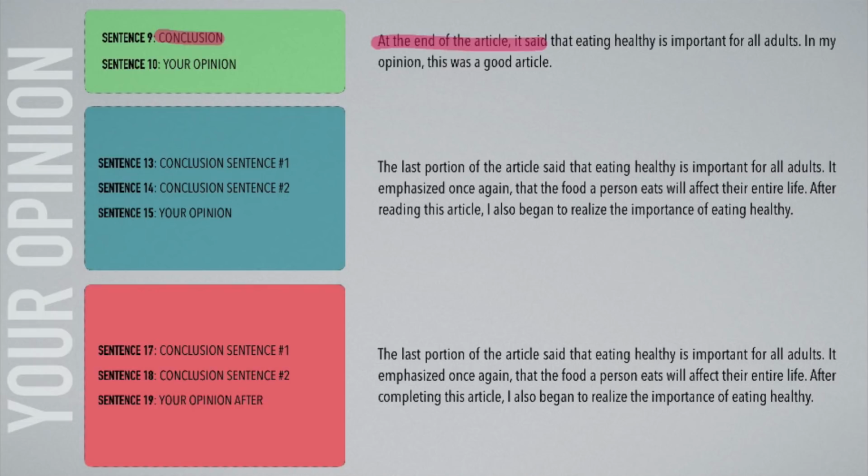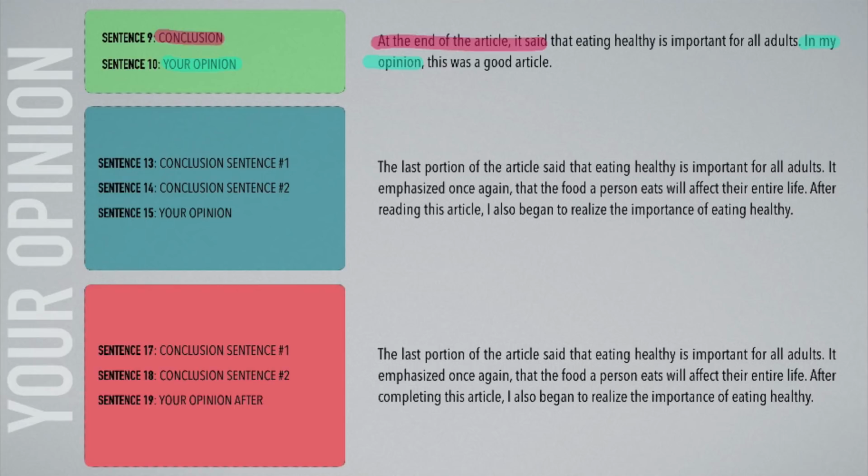All right, and the next sentence, the final sentence, is your opinion. It says, in my opinion, this was a good article. So you're going to write your opinion, and the pattern is, in my opinion ... So you're going to give your opinion on the article, and this would complete your beginner's level summary of an article.